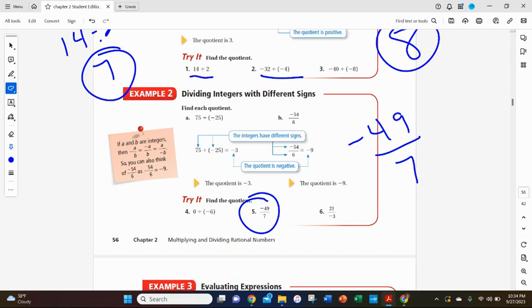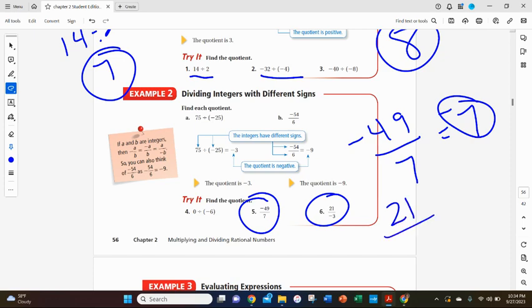So 49 divided by 7 is 7. And because the 49 is negative and the 7 is positive, your answer then is going to be a negative 7. Okay. Number 6, you have 21 divided by negative 3. Well, 21 divided by 3 is 7, and because the signs are different, it's going to be a negative 7. So that's the gist of the rules of dividing integers.